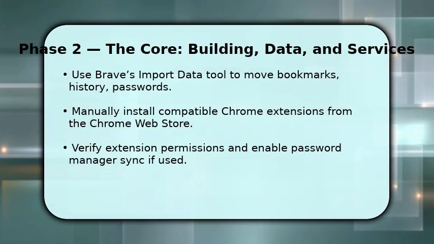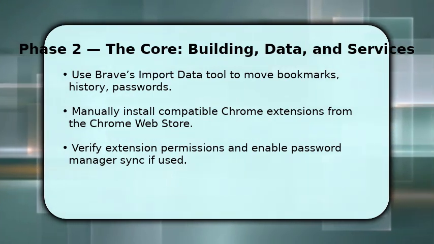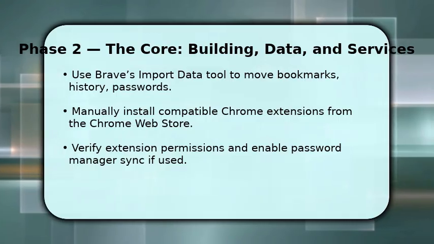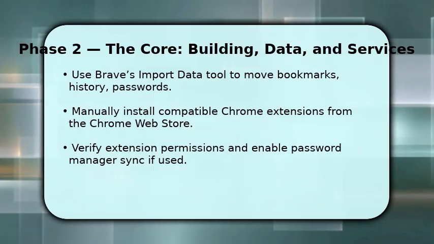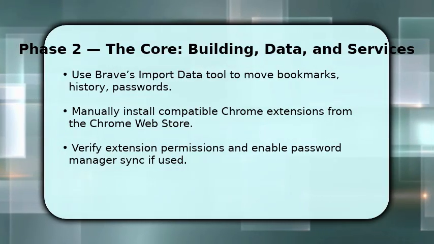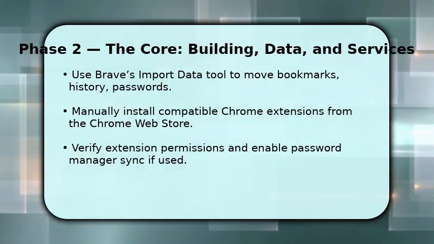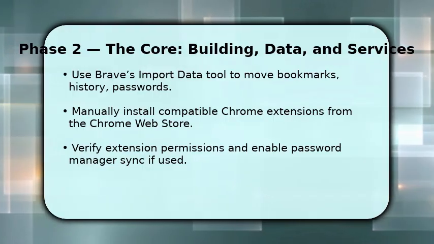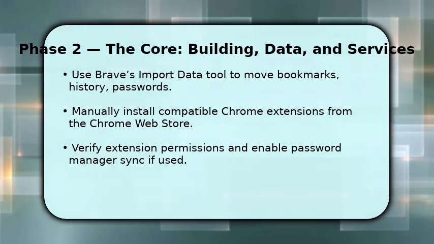Now perform the core transfer. In Brave settings, choose Import Data and pick Chrome as the source. Select Bookmarks, History, Passwords, and Settings, then start import. Extensions don't always copy automatically. Open the Chrome Web Store in Brave and install the extensions you need, because extensions are tied to the store. Check each extension's permissions and enable Brave's Password Manager sync if you imported passwords, so changes propagate.